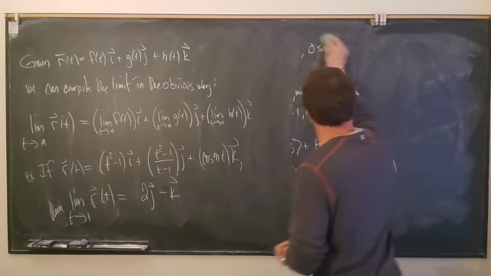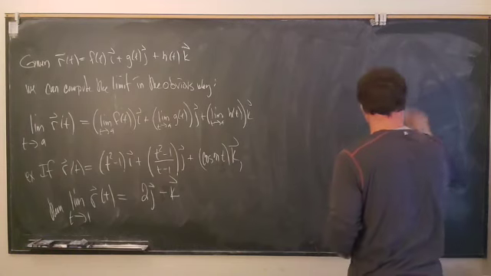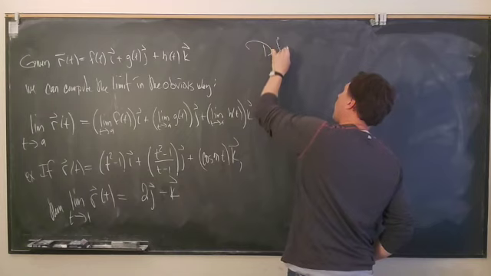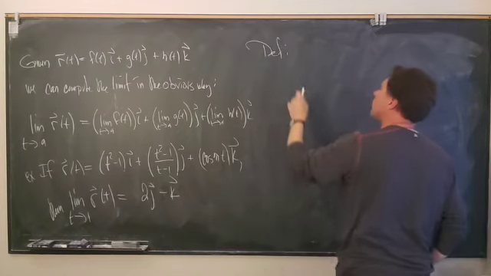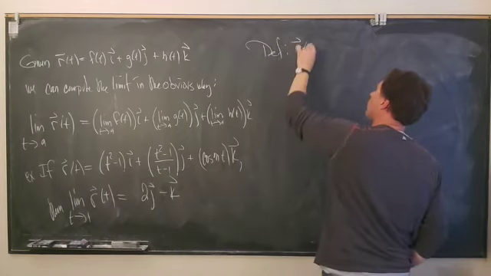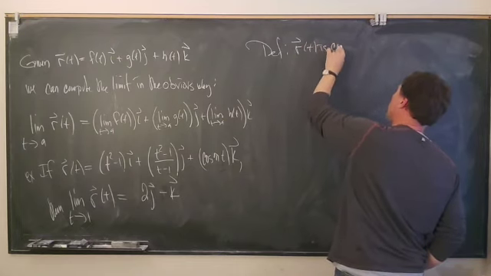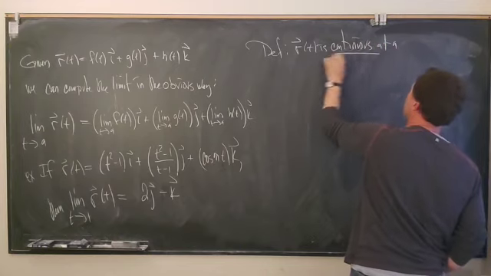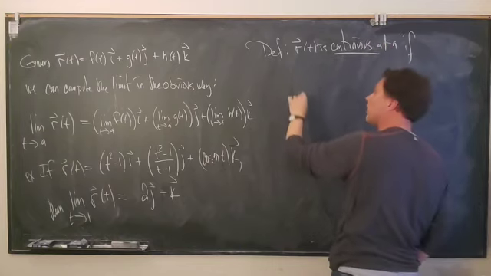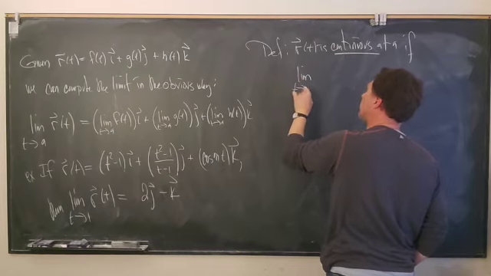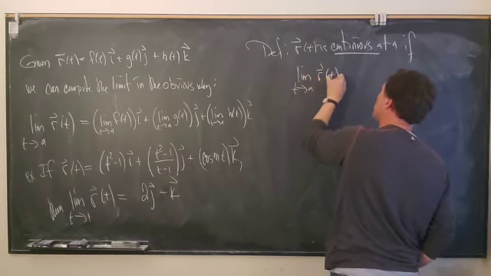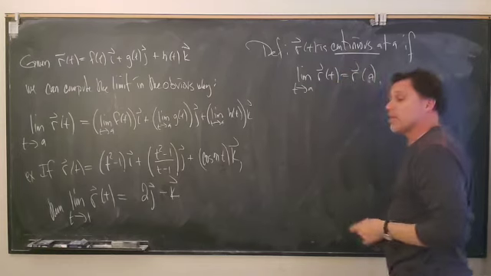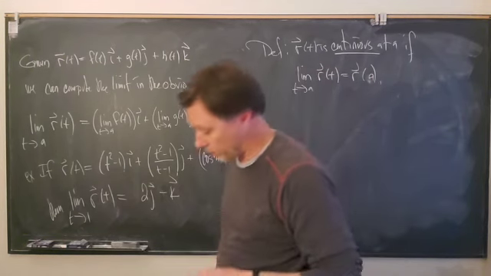Once we have the notion of limit, that allows us to define what it means for a vector-valued function to be continuous. r(t) is continuous at a if the usual thing holds: the limit as t approaches a of r(t) equals r(a). It's exactly the same definition that you learn in calculus, Calc 1, let's say.